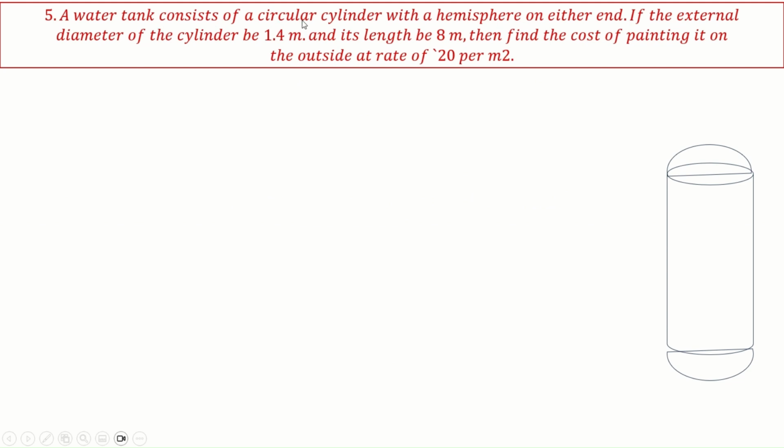A water tank consists of a circular cylinder with a hemisphere on either end. If the external diameter of the cylinder is 1.4 meters and its length is 8 meters, find the cost of painting it on the outside at a rate of 20 rupees per meter square.